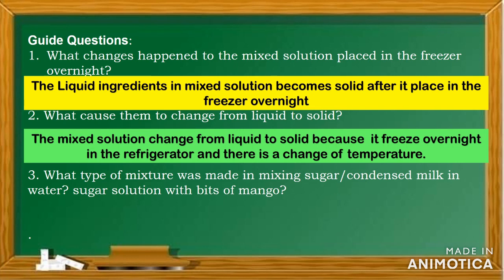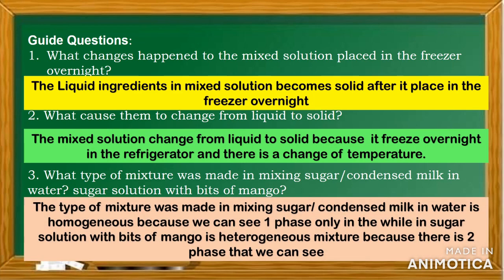How about number 3? What type of mixture was made in mixing sugar or condensed milk in water? Sugar solution with bits of mango. So the type of mixture made in mixing sugar or condensed milk in water is homogeneous because we can see one phase only, while the sugar solution with bits of mango is a heterogeneous mixture because there are two phases that we can see.